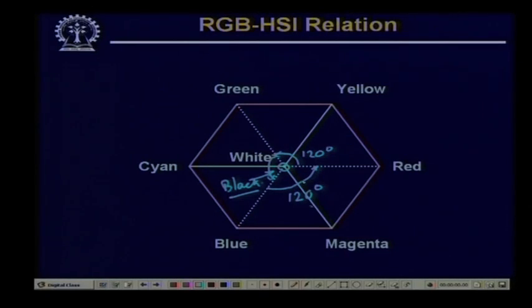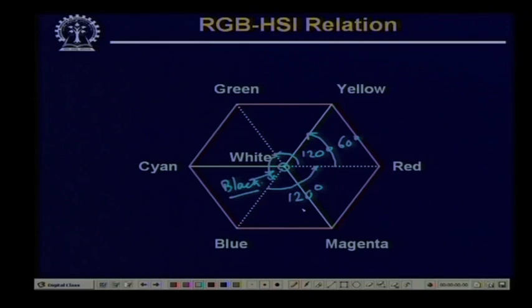In the same manner, for the secondary colors, yellow and cyan will be separated by an angle of 120 degree. Cyan and magenta will be separated by an angle of 120 degree, and similarly magenta and yellow will also be separated by an angle of 120 degree. However, the angular separation between red and yellow is equal to 60 degree. So, if I take the projection of the RGB cube on a plane which is perpendicular to the intensity axis, then this is how the projection is going to look like.